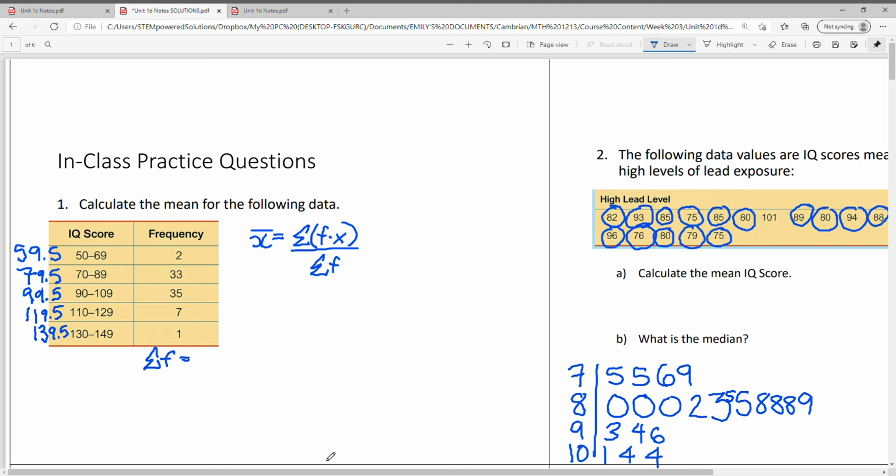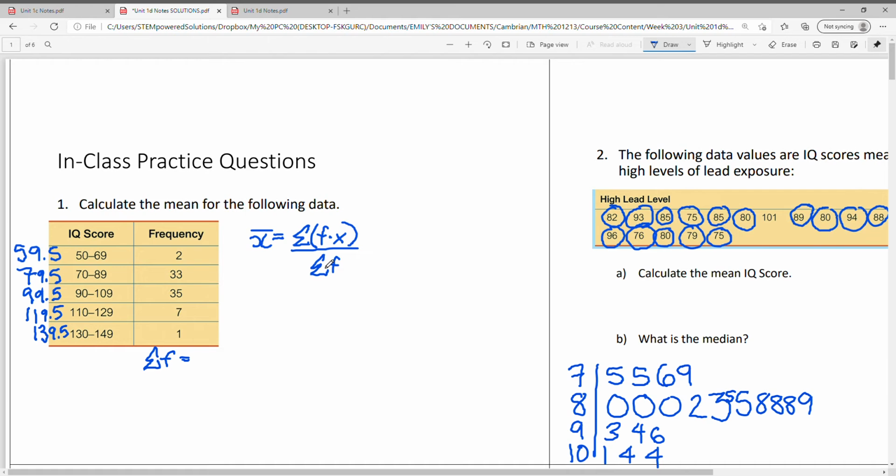All right, let's take a look at this table that has IQ scores and frequencies in it. And the question is asking us to calculate the mean for the following data. Now, you may recall that the mean for a frequency table is calculated as follows. So we have x bar, or the mean, is equal to the sum of all frequencies multiplied by x, where x is the midpoint for a given class, and then divide by the sum of all frequencies.